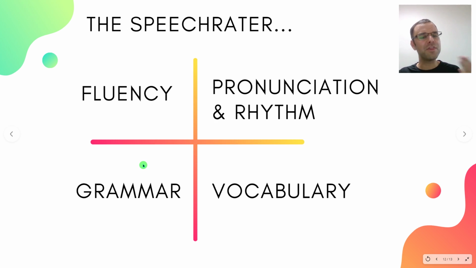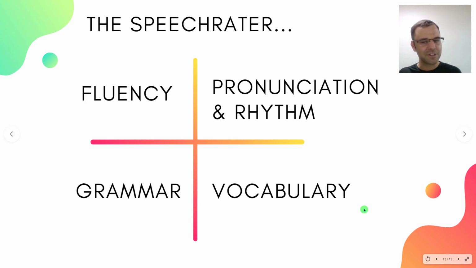Grammar. Well, that's pretty self-explanatory. If your grammar is correct, you have a good grammar score. If you're making a lot of grammatical mistakes, your grammar score is going to go down. Also, I think this is one of the reasons you need to have like compound and simple sentences, because you need a wide range of grammatical structures and verb tenses to get a decent score.